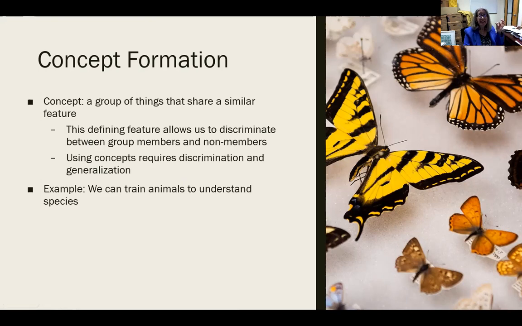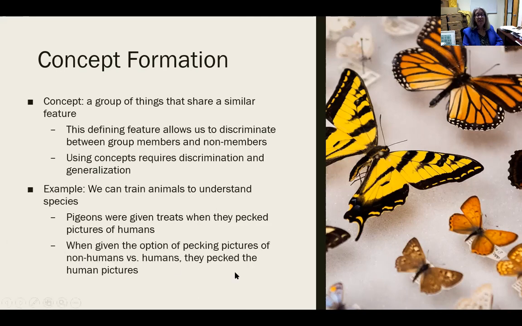And we can train animals to understand species. Your book talks about how pigeons were given treats when they pecked pictures of humans. And in no time at all, they were pecking human pictures. And it didn't matter, you could show all different forms. They learned how to create a concept of what a human is.